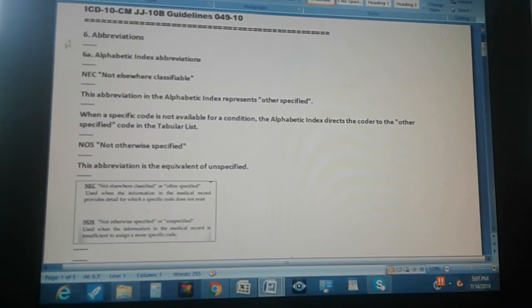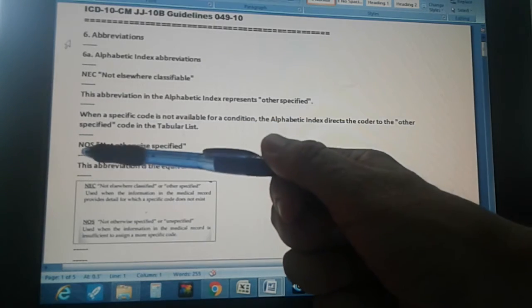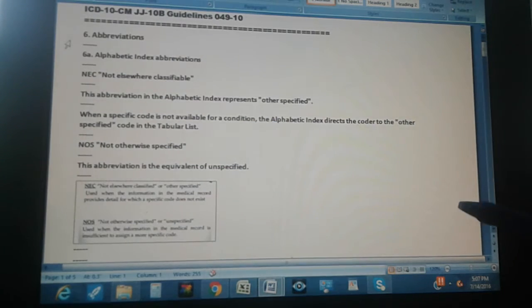So you query: you call the doctor, write the doctor, text the doctor, try to find the doctor and get more information for a NOS. For a NEC, there's no business calling the doctor because the doctor has given you everything. But with all the information, there's no code. NEC is when the doctor has given you all the information and you can't find a code. And NOS says that the doctor needs to give you more information, so call the doctor.